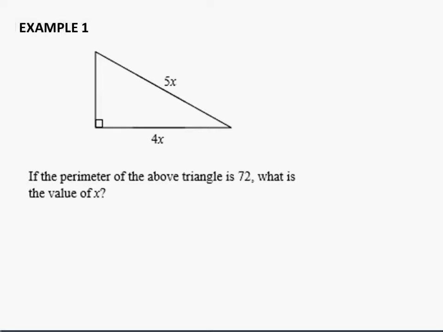Okay, let's look at example 1. Here, you have a triangle. If the perimeter of the above triangle is 72, what is the value of x? Remember this, we want you to find the perimeter of this.